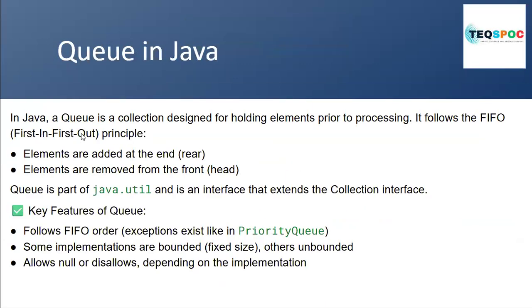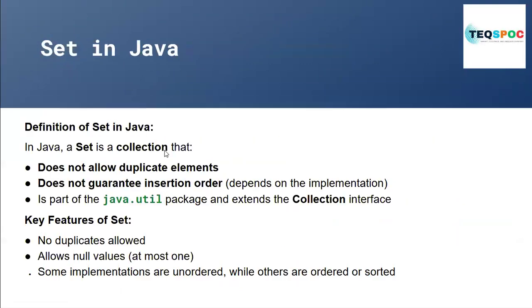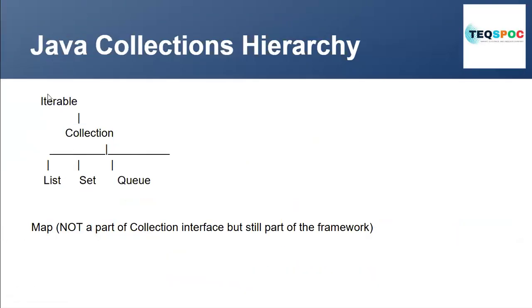Queue. Basically, in Java, queue is a collection. What is queue? A queue in Java is basically a collection designed for holding elements prior to processing. Where we have iterator, then collection, the list and set, and queue. The list and set we have seen, map we have seen. Now we are seeing the queue.